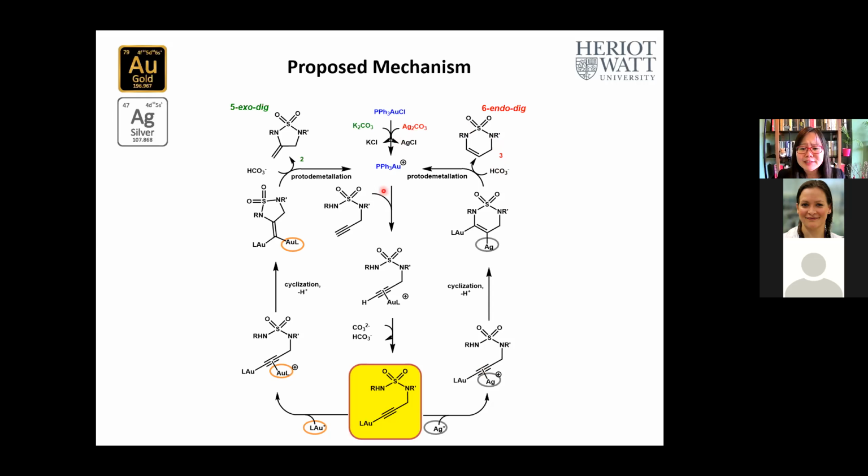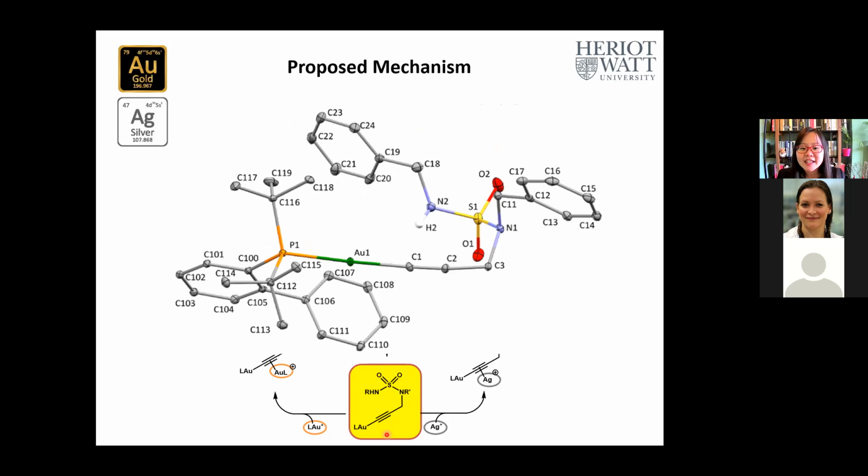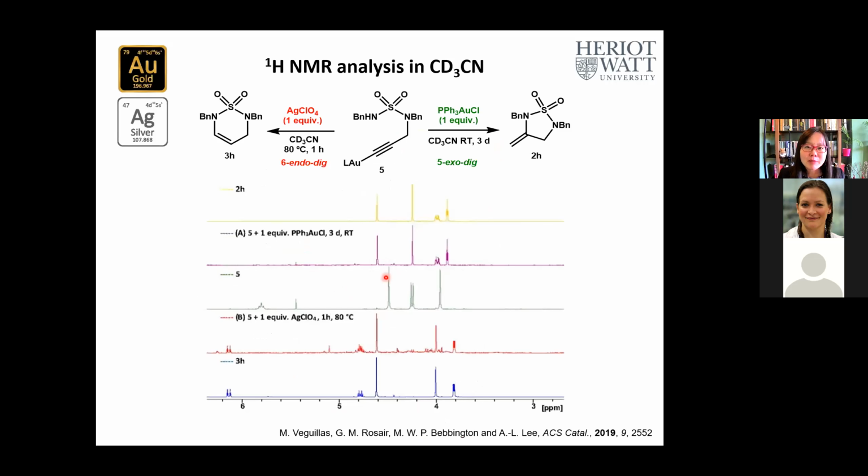Now, to test this, we of course had to try and make this key intermediate. And after several attempts, we finally got there. So that's the crystal structure of the key intermediate. You can see the nice linear structure of gold 1 there. We then subjected this to stoichiometric studies and monitored it using proton NMR.